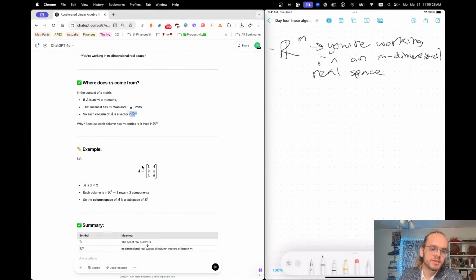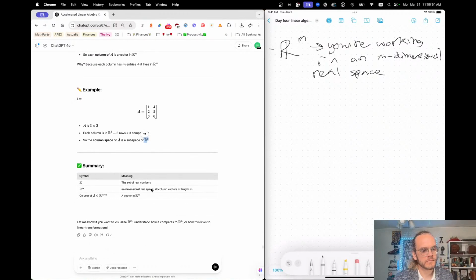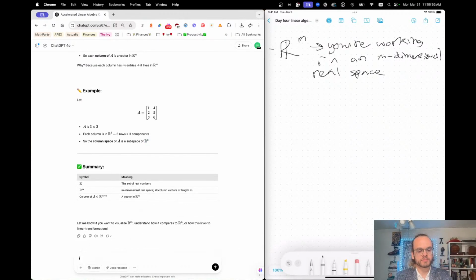So for instance, this is a 3 by 2 matrix, 3 rows, 2 columns. Each column has 3 components. So it's a subspace of a 3-dimensional space, R^3. And each of these is a vector within this. Okay. Cool. All right, that makes sense. I'm ready for lesson 4 above.